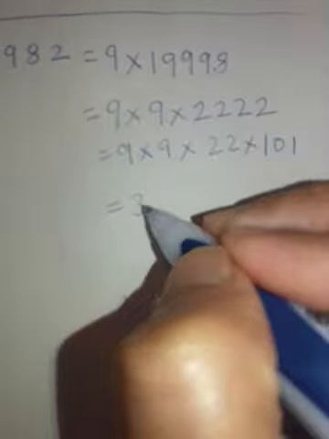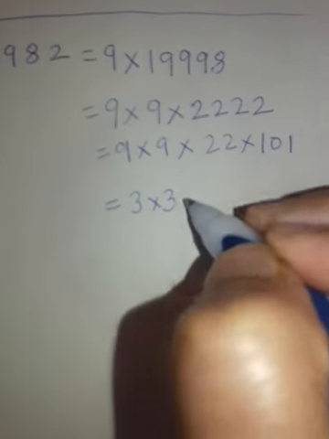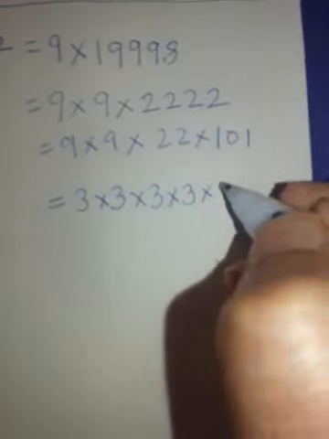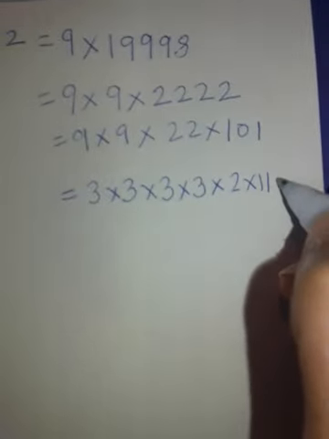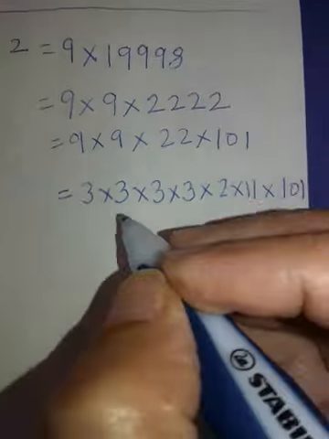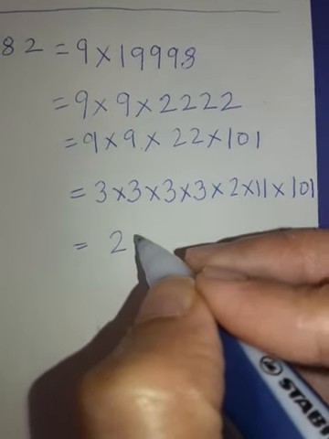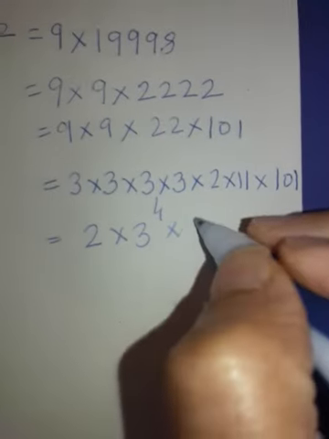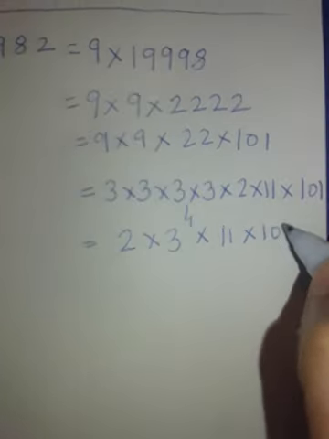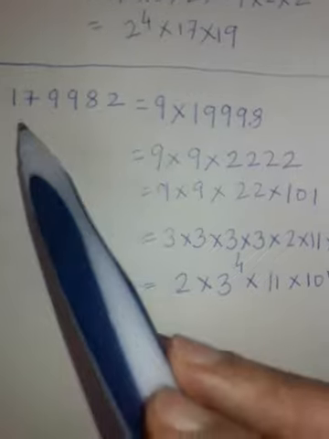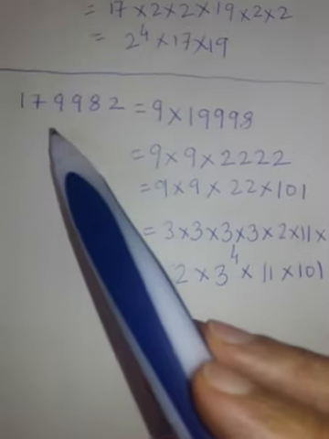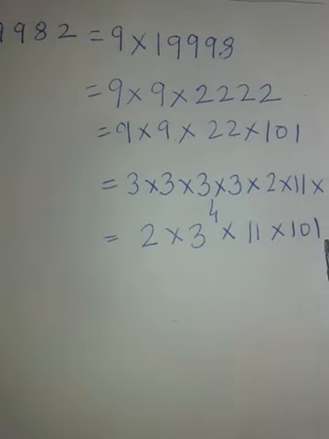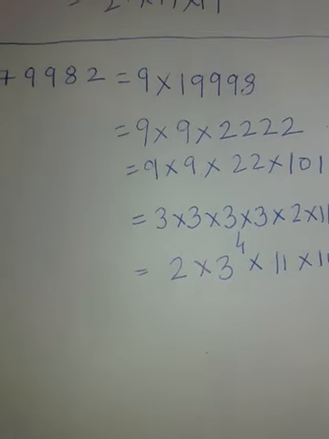What is 9? 3 into 3. What is 9? Again 3 into 3. What is 22? 2 into 11 and 101 as it is. So my factors are 2 into 3 raised to 4 into 11 into 101. So the number looked very big, but in few seconds we factorized it into these prime numbers.